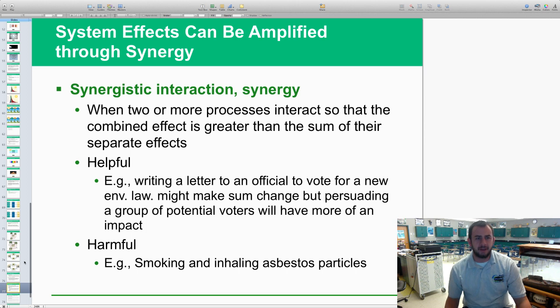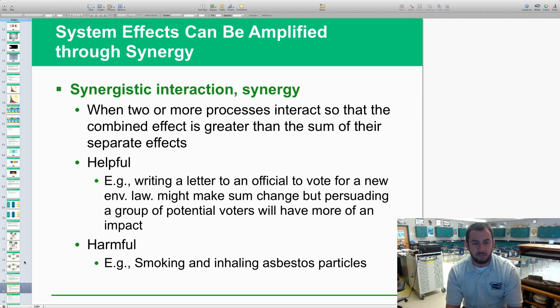All right, another thing we want to talk about is synergistic interaction, or synergy. This is when two or more processes interact so that their combined effect is greater than the sum of their separate effects. Like, two heads are better than one. You get a better product if you're both thinking about the same thing on the same page, rather than working separately, where you might not get nearly as efficient an outcome.